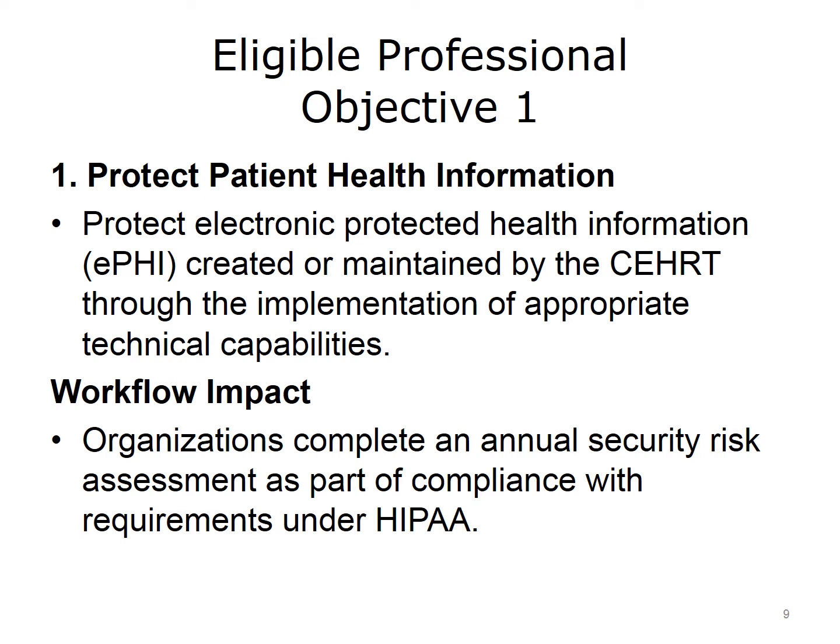The first objective is to ensure that health information created or maintained by the CEHRT is protected. The measure for Objective 1 states that to attest to the objective, the practice must have undertaken a formal risk management process, i.e., conducted or reviewed the results of a security risk analysis of their systems according to 45 CFR 164.308(a)(1), and must have implemented security updates as necessary and corrected identified security deficiencies.